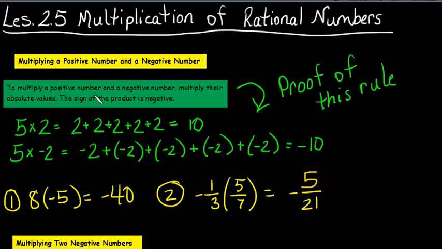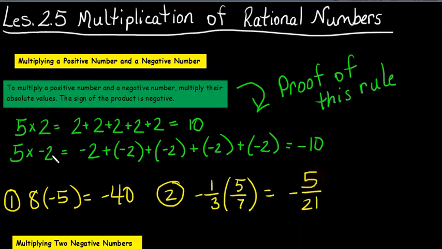To multiply a positive number and a negative number, you multiply their absolute values, and the sign of the product is negative. Now, I proved this to you in green, just in case you might want to know why that is. I gave a little example, 5 times 2, which is really 5 2s, right? 2 plus 2 plus 2 plus 2 plus 2, and that's 10.